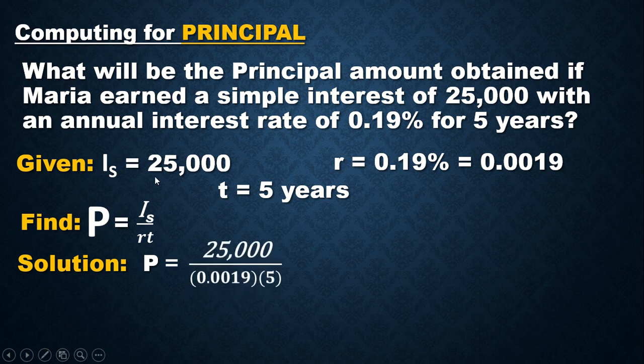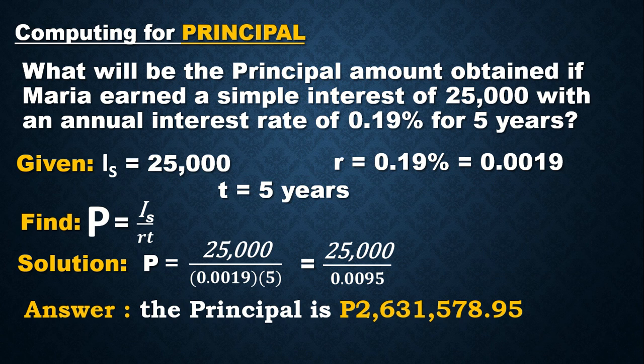So, ang simple interest ay sinubstitute natin sa 25,000. Ang rate ay sinubstitute natin sa 0.0019. At ang term is 5 years or 5. Ngayon, ang next solution po natin, huwag po munang gagalawin tong 25,000 or the simple interest. Ang gagalawin po muna natin ay yung rate and time. So, we have to multiply this. So, that is equal to 25,000 divided by 0.0095. Again, paano nakuha itong 0.0095? Minultiply po natin itong rate times the term.